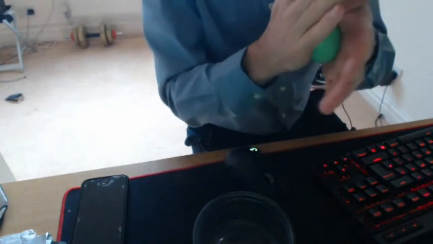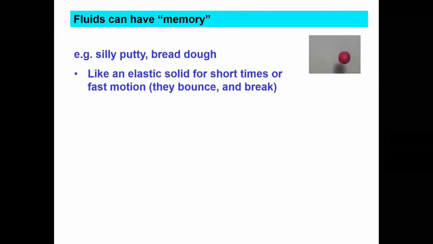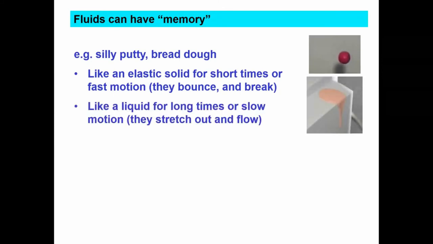So you can see it's got different behaviors depending on how fast you move it. And the other thing you can do with this, I should have practiced this morning, but if I drop it on the table, it bounces just like a piece of rubber. So if we do things on a fast time scale, it bounces and breaks. On the other hand, if you put it slowly, I'm going to put it back in its container, and you'll see it very, very slowly spread out, and we'll come back at the end to see where it got to.